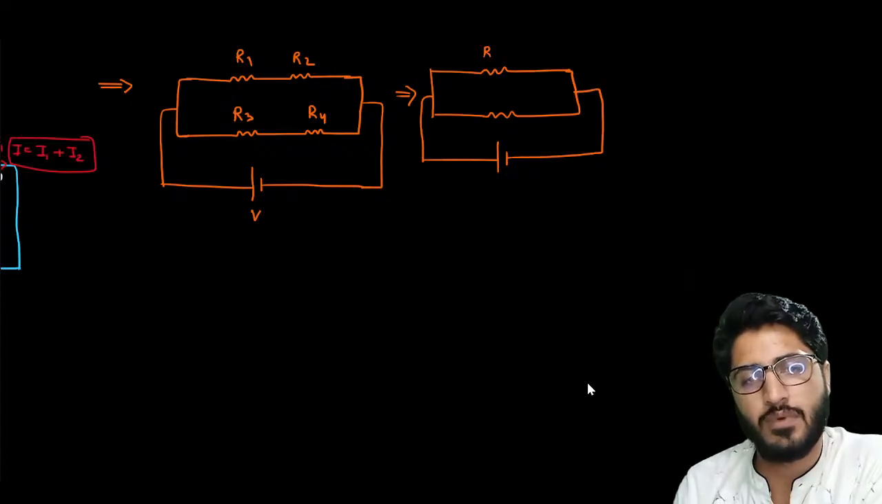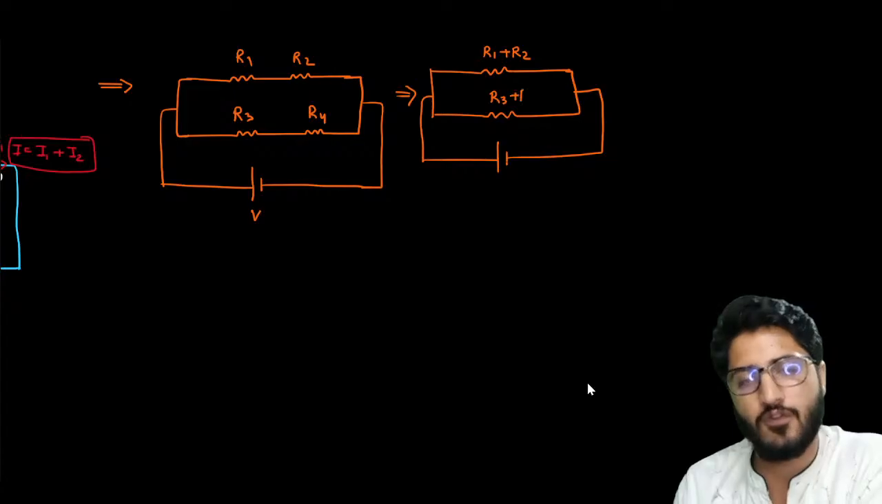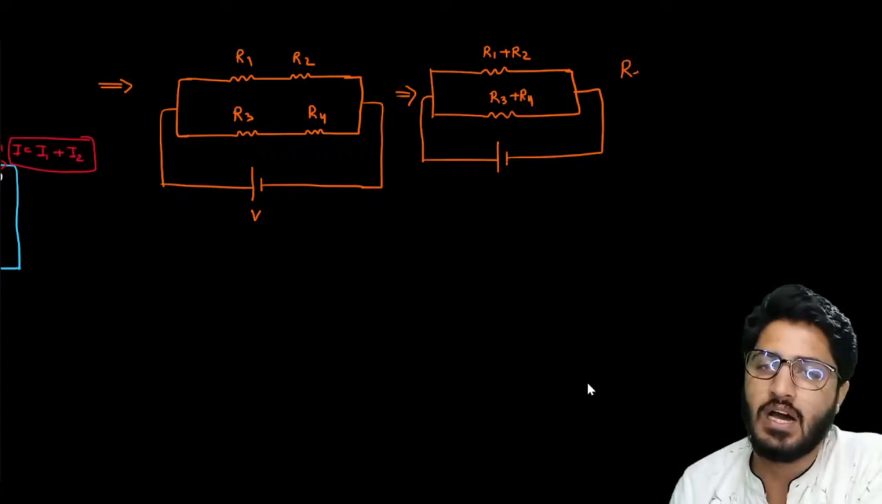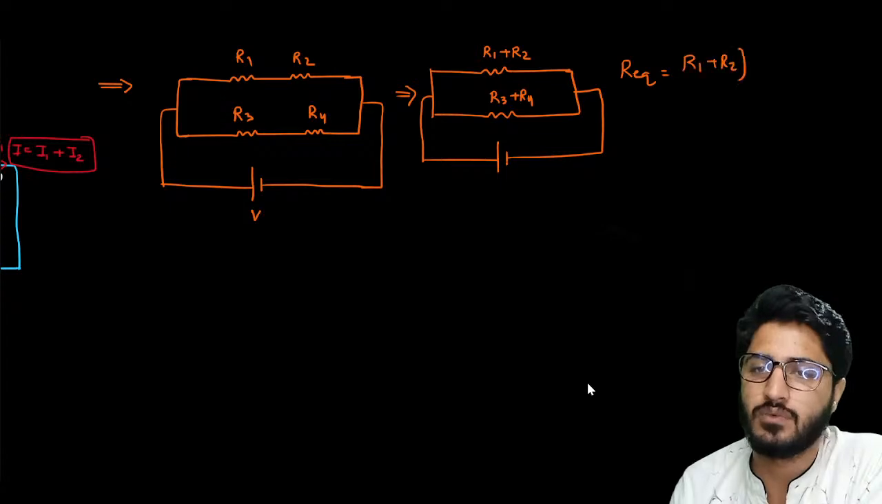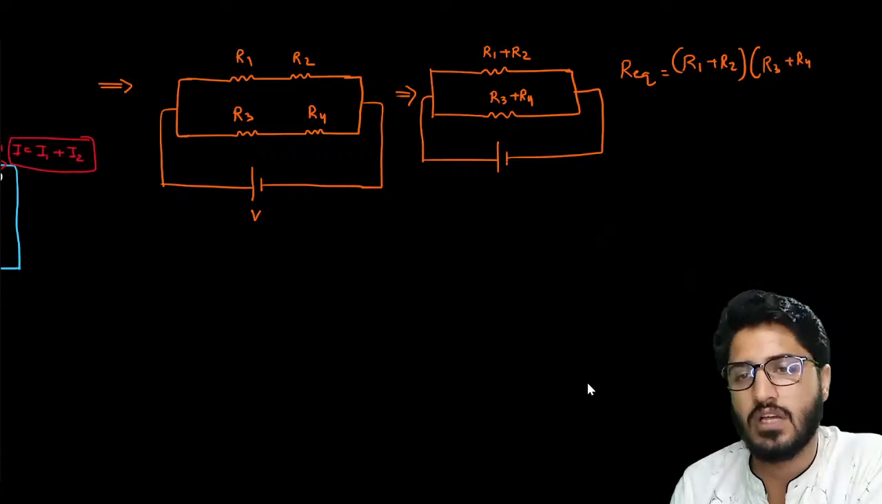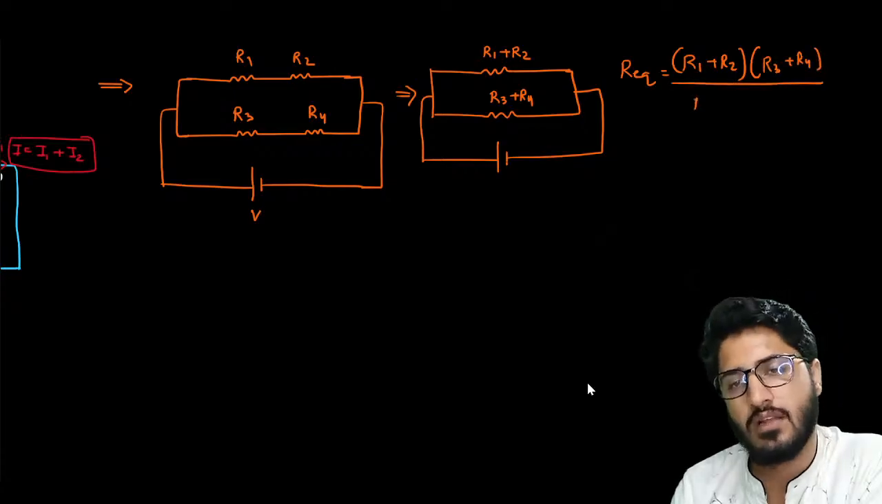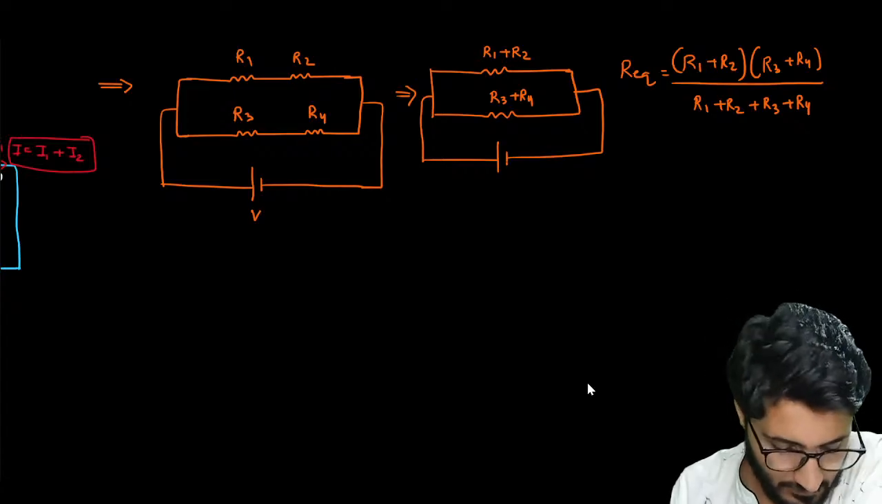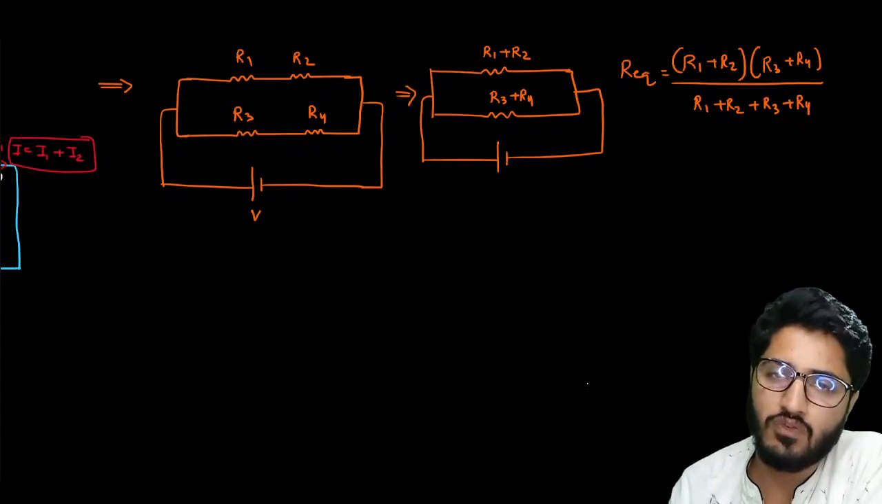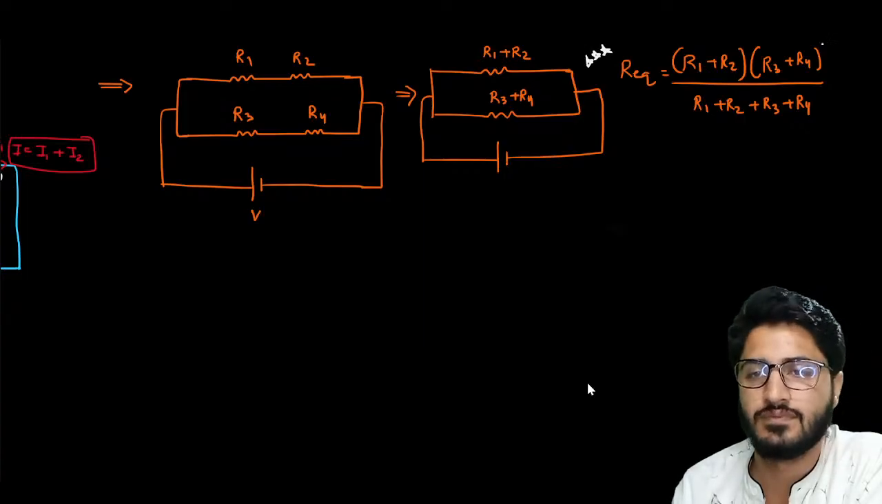This one is R1 plus R2. And this one is R3 plus R4. So my R equivalent will be equal to R1 plus R2 multiplied by R3 plus R4, whole divided by R1 plus R2 plus R3 plus R4. So this is how we can find our R equivalent of our Wheatstone bridge.